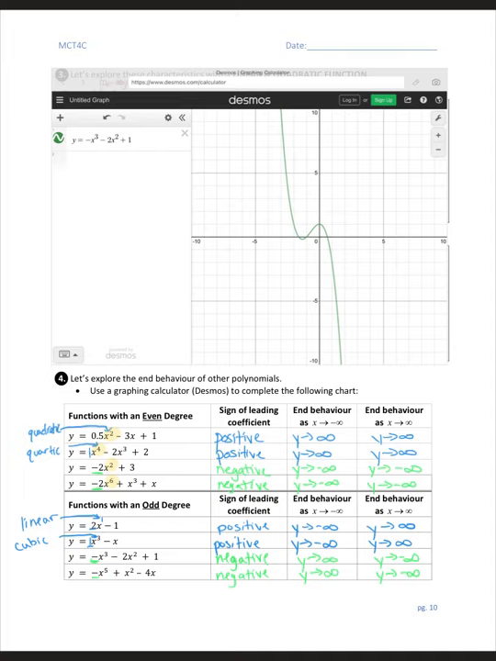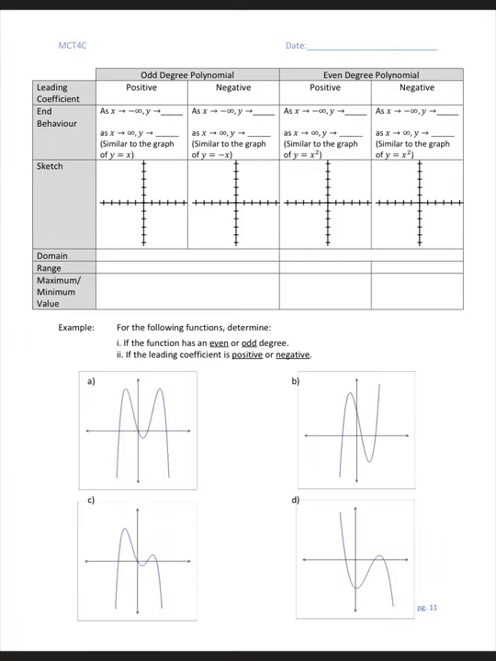So something to note here, which we will summarize as well: when we have a positive leading coefficient, then our y values start negative but then go positive. When we have a negative leading coefficient, our end behaviors start positive but then go negative. All right, so let's look at the rest of the note. So let's just summarize here what we saw when we used Desmos. So when we had an odd degree polynomial, remember those odd degree polynomials were linear and cubic.